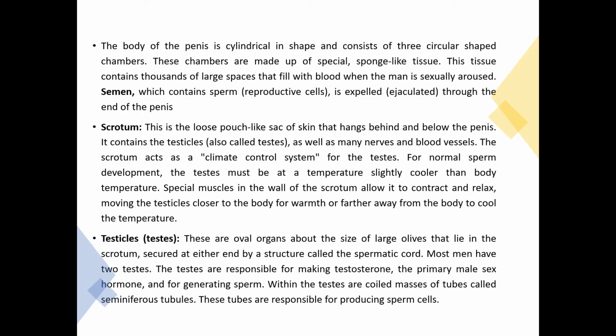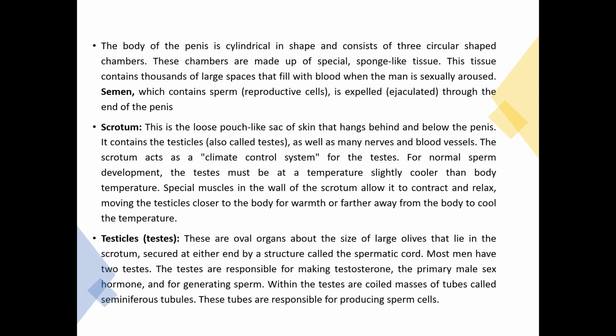The body of the penis is cylindrical in shape and consists of three circular shaped chambers. These chambers are made up of special sponge-like tissues. These tissues contain thousands of large spaces that fill with blood when the man is sexually aroused. Semen, which contains sperm, the reproductive cells, is expelled, ejaculated, through the end of the penis.